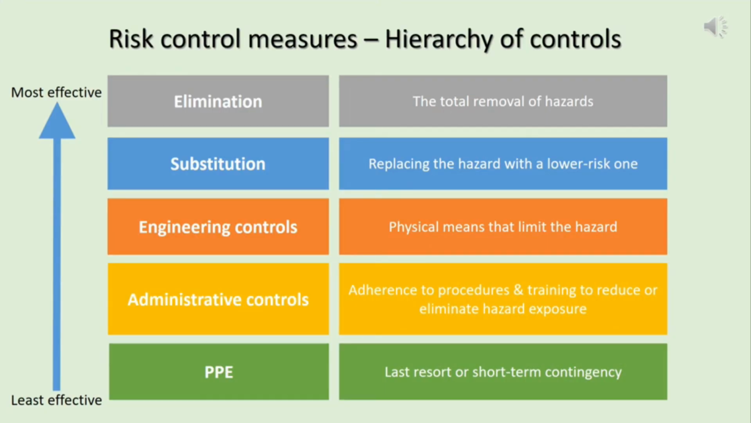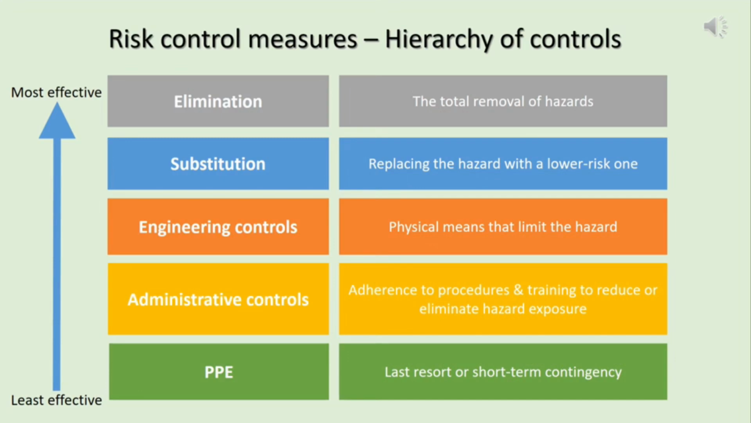Engineering controls are physical means that can limit the hazard, for example the use of a fume hood when you use hazardous chemicals, or the use of a biological safety cabinet when you use biological agents. Administrative control means providing training to people. If you have new employees, you can provide training to them, and you can have standard operating procedures, like adherence to procedures, and conduct safety audits. All these are administrative controls.